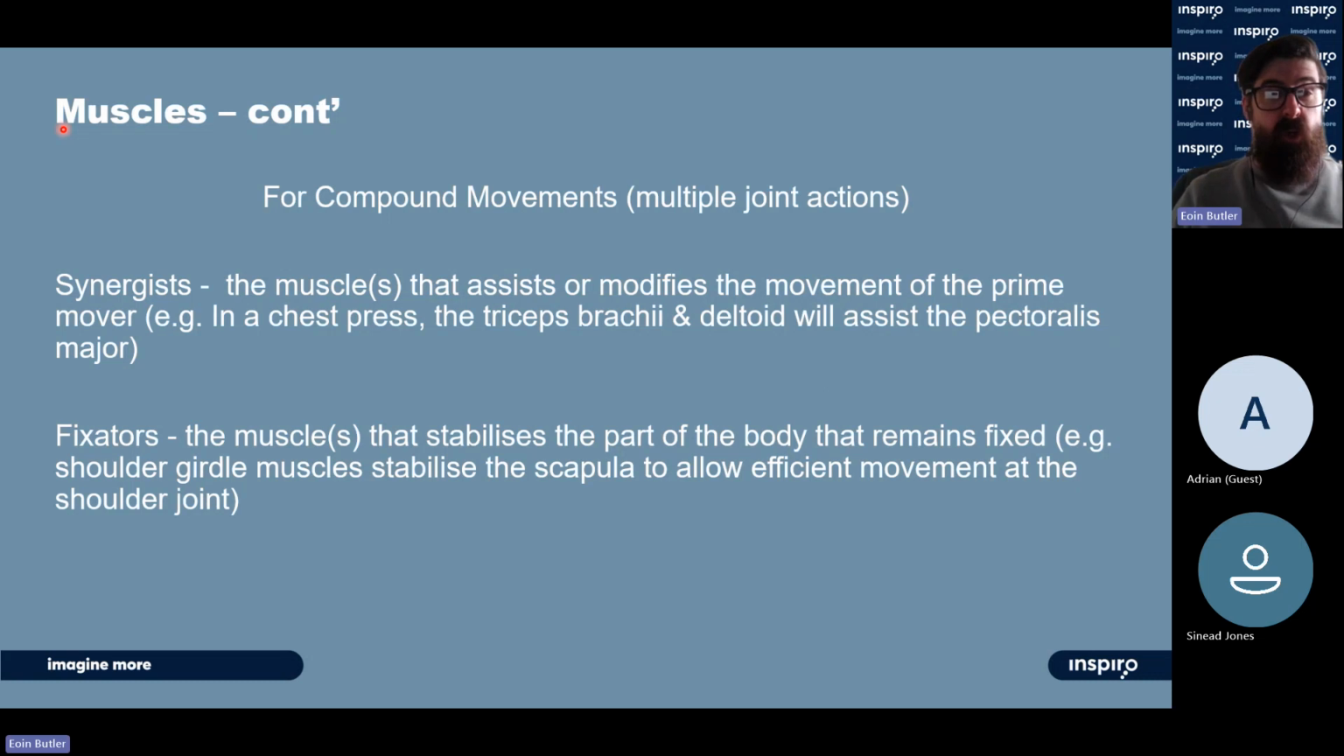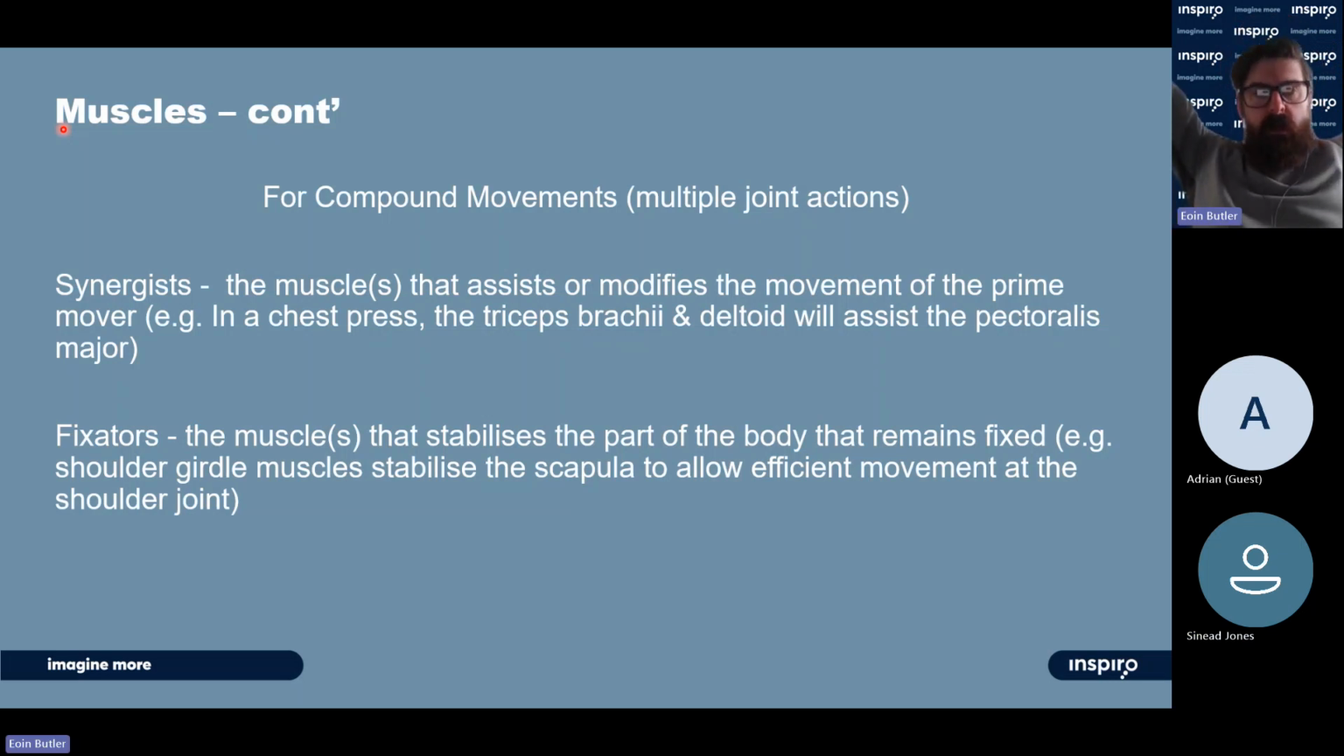Yep. So we think about core stability, stabilizer muscles. Core stability should be switched on for every exercise that we do. So we could class our core stability muscles as fixators for every single exercise. Is that making sense? What would be the fixator for a lat pull down?